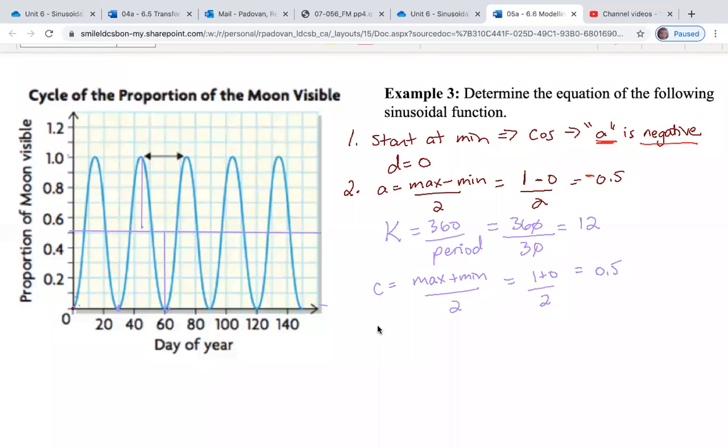If I do that in black, therefore, we have the equation as y equals a negative 0.5. I knew I was using cos, bracket. Then I need my k value. So k is 12. And because there is no d, I can just say 12x and close my bracket. And then the c is positive, so plus 0.5. And just double check that that was a, that was k, that there was no d, and that was positive. And there's my equation.